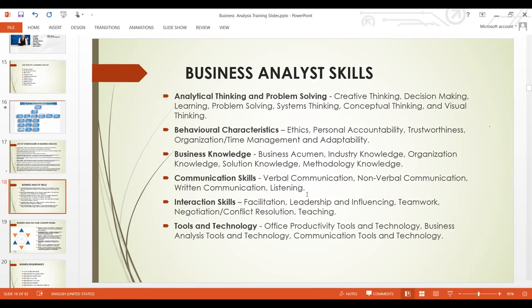Then interaction skills. You need to know how to interact very well, because as a business analyst, you are a researcher. You need to be gathering requirements, you need to be interviewing a lot of people. So you need to know how to interact with people, and that means facilitation, leadership and influencing, teamwork, negotiation, conflict resolution, teaching. These are about interacting with people. As a business analyst, these are the things you need to do.